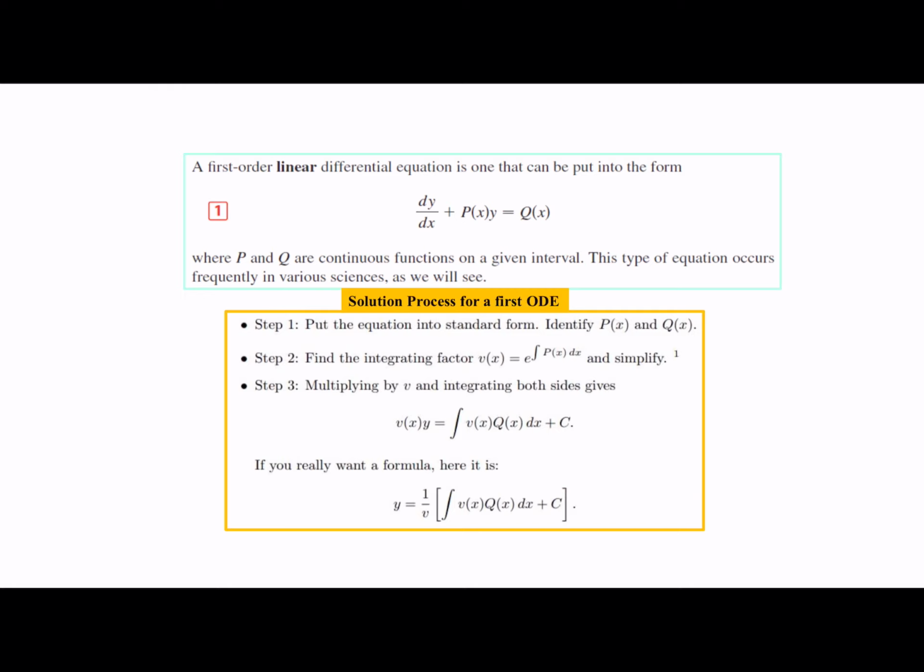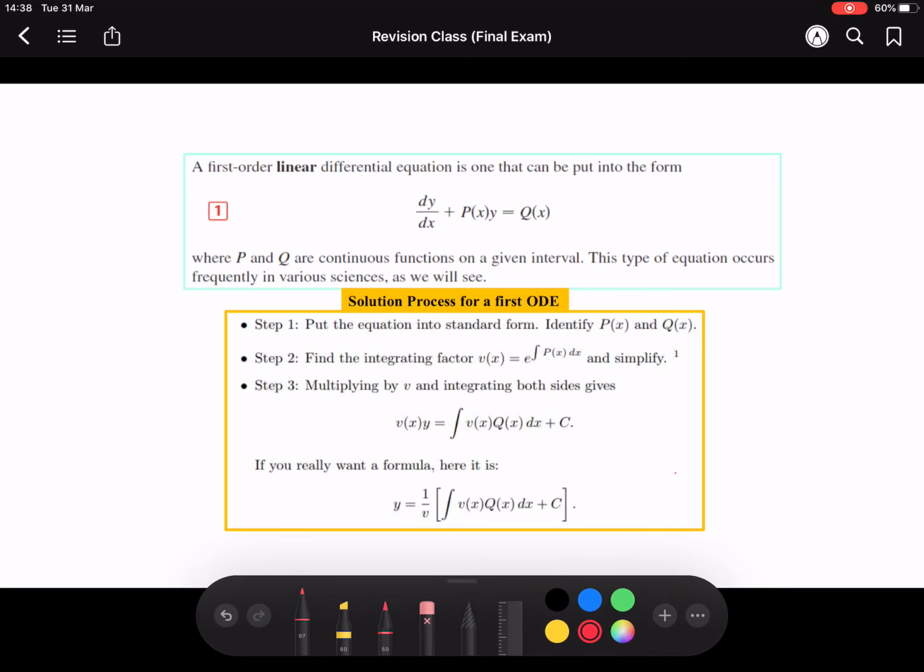As you can see here in the green box, we have the first order linear differential equations, and that is given to you in the standard form in the first expression, which is dy/dx + p(x)y = q(x). After you rearrange the given expression into the standard form of the first order linear differential equation, you can follow the 3 steps to find the function of y.